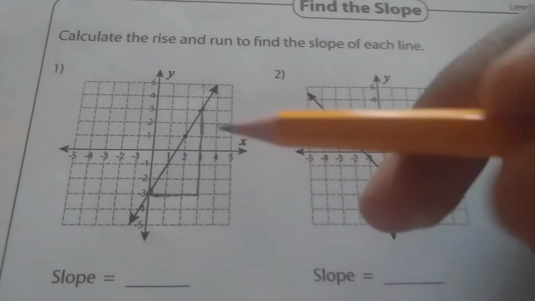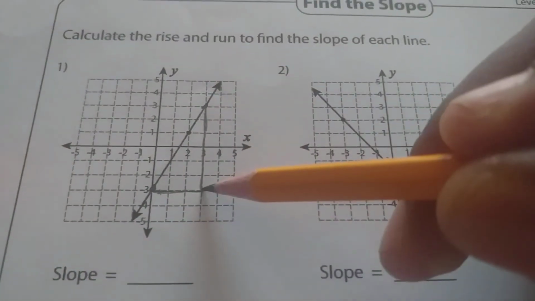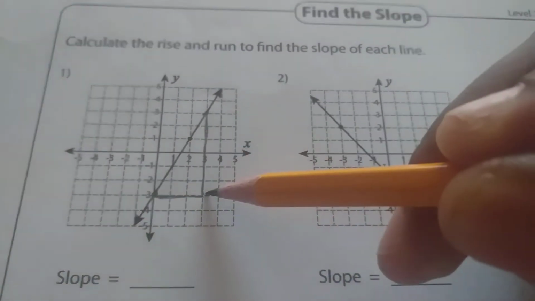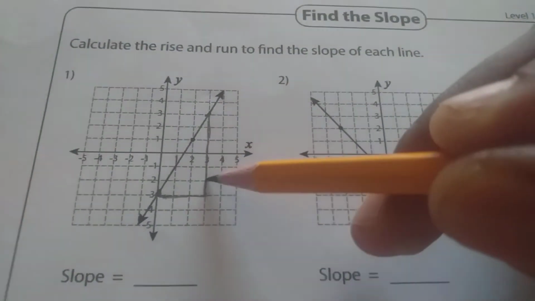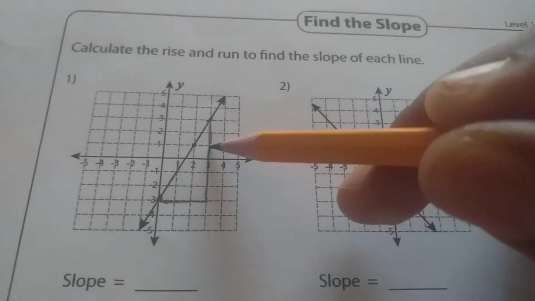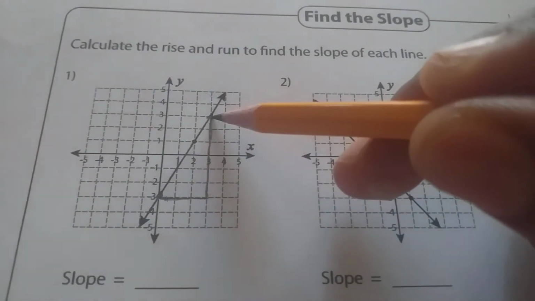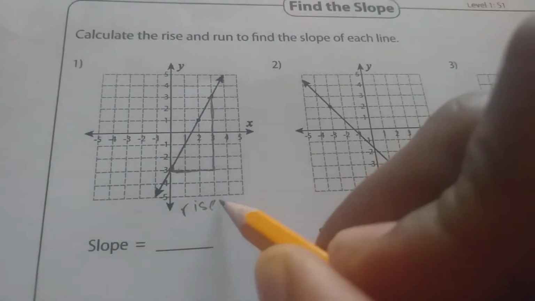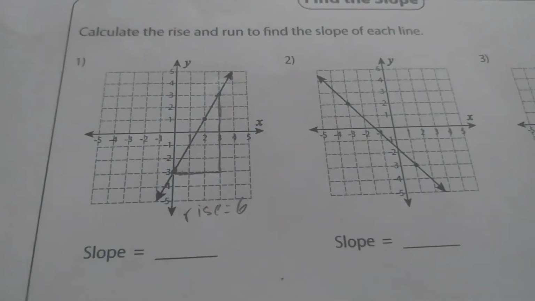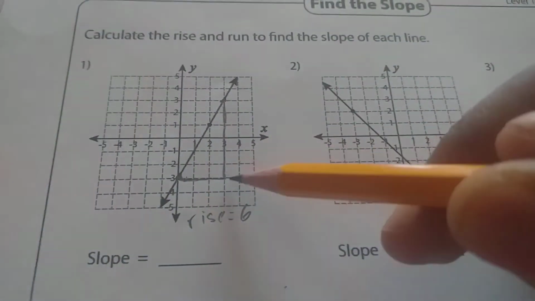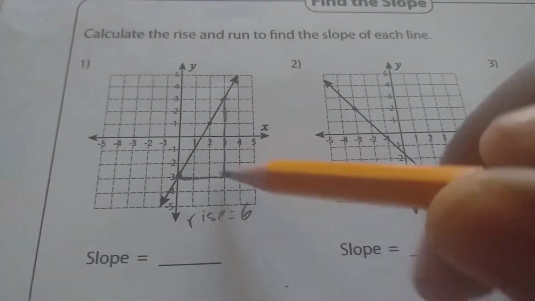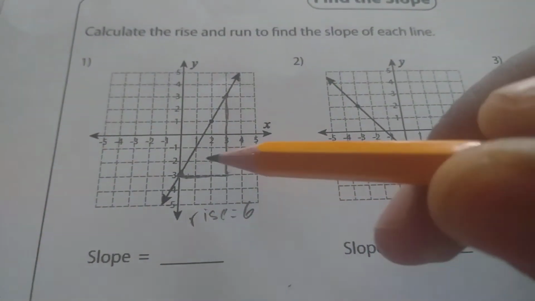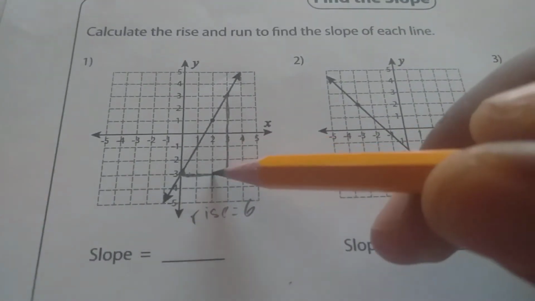Now I'm going to count my rise. So I'm counting from this point going up to get my rise, and I count from number to number. So I start 1, 2, 3, 4, 5, 6. So then my rise is equal to 6. Now I will count from this point to get my run. So I am running 1, 2, 3 places. So I run 1, 2, 3.